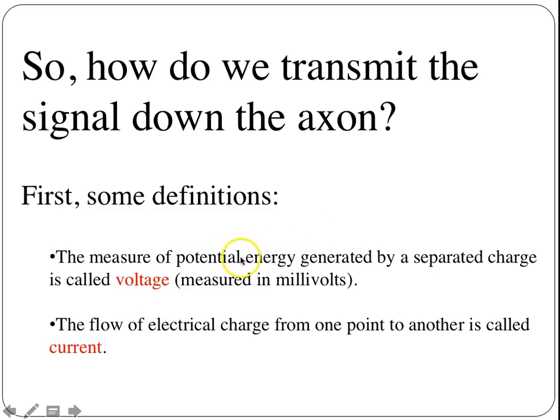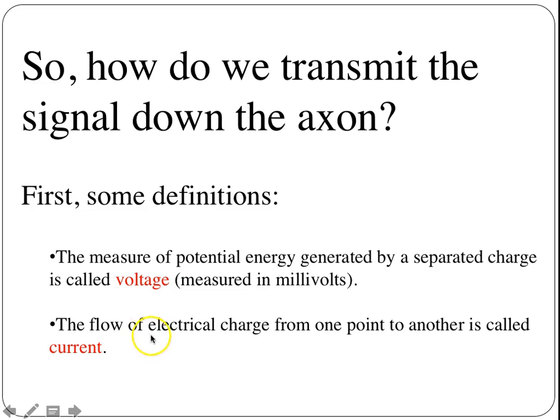The measure of potential energy, and remember potential energy is energy that has the potential of doing work, is going to be generated, or created, by a separated charge, and it's called voltage. In our case, we measure it in millivolts. When we talk about batteries, you know this as well. You have a 9-volt battery, and so on, right? And just like batteries, we have a separation in charge. Your battery has a positive terminal and a negative terminal, right? So we've separated charge in batteries, and that separated charge gives us voltage.